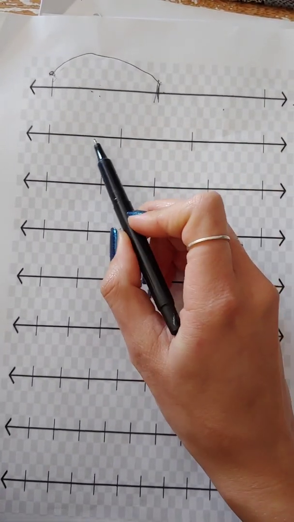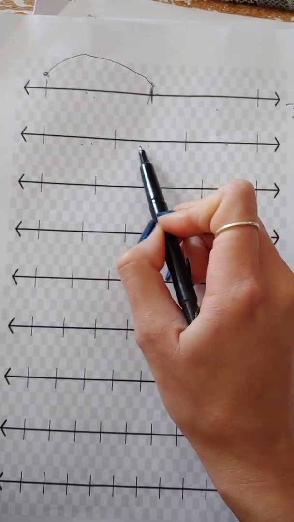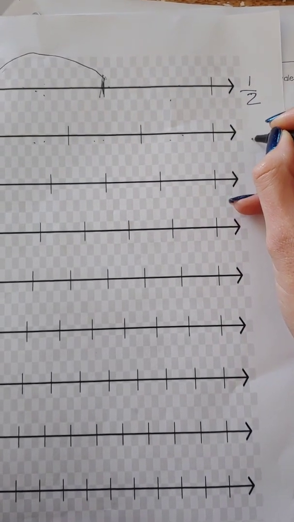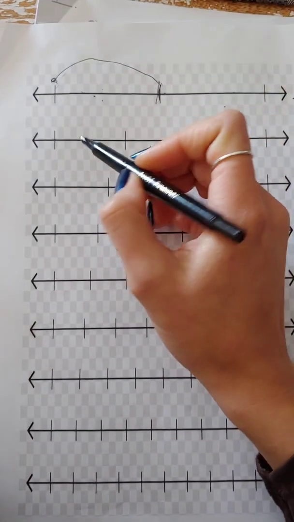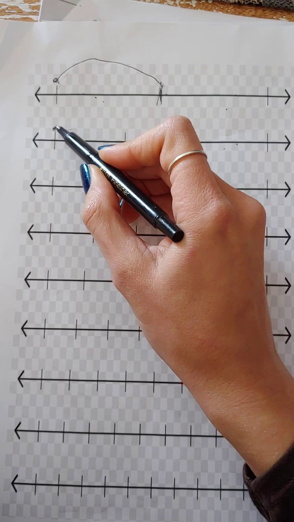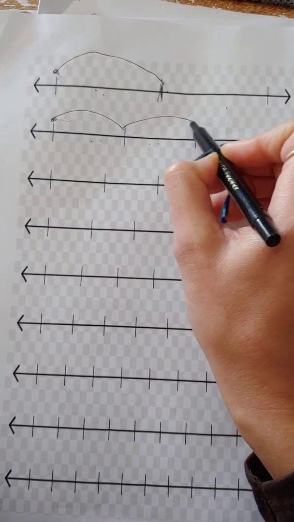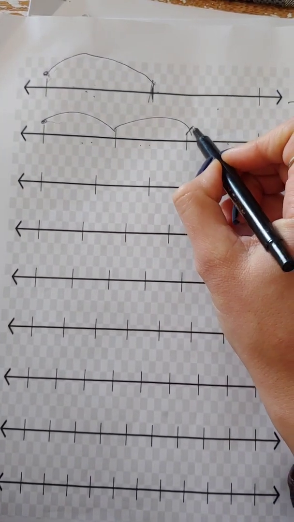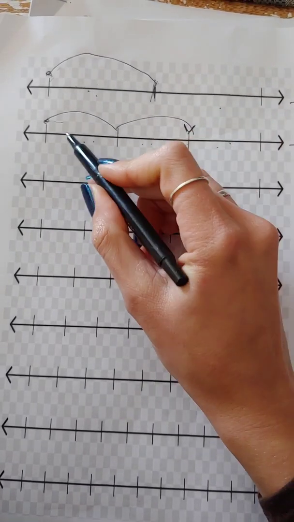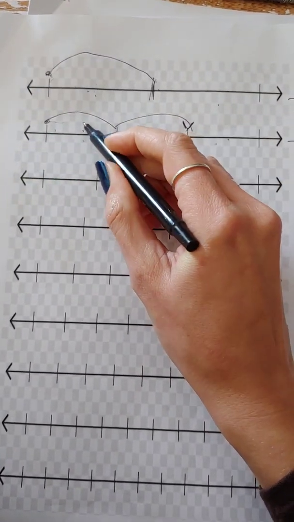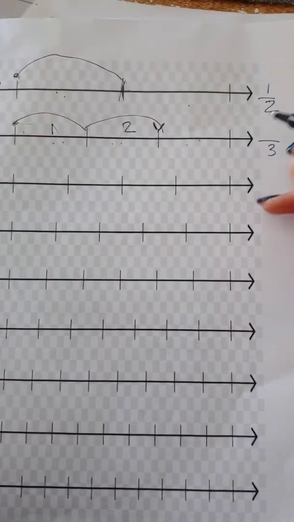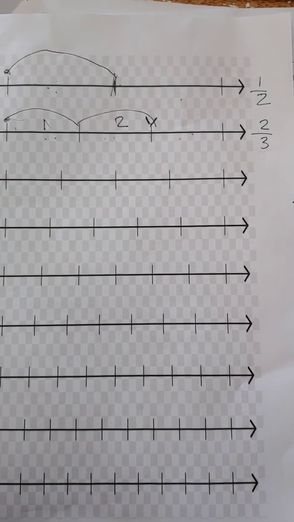In this line, how many equal parts are there? 1, 2, 3. So my denominator is 3. And now you are a frog again and you're jumping. I'm going to jump this far. Where did I land? How many? 1, 2. So I jumped 2/3 of the line.